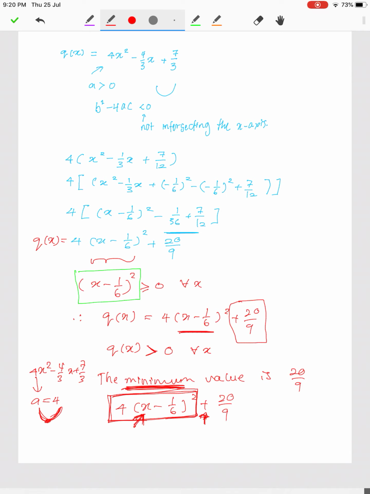So let's say you put x equal to any other value other than 1 over 6, which gives you 0. Let's say you put x equal to 0, so negative 1 over 6 squared gives you 1 over 36. Then multiply by 4, you have 4 over 36. Then you add 20 over 9, which is greater than 20 over 9. So that's why the minimum value is 20 over 9.